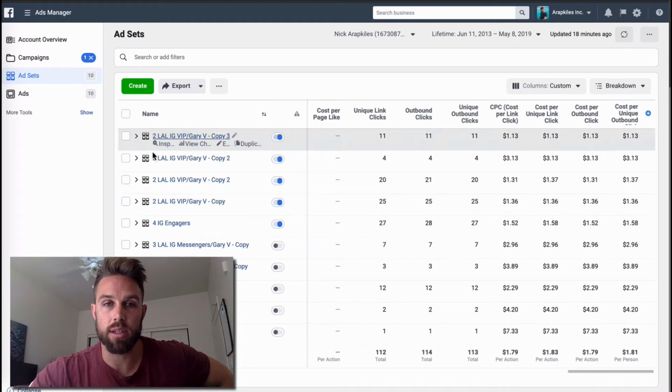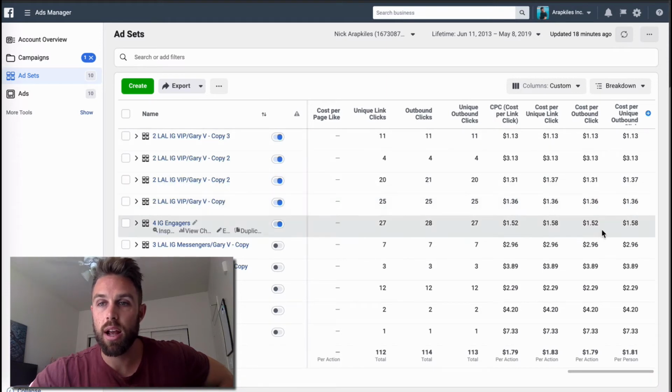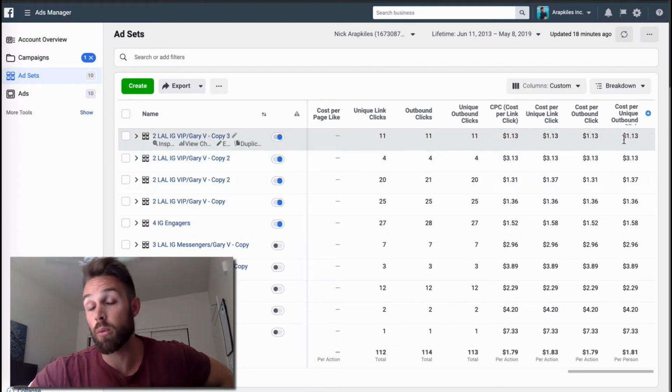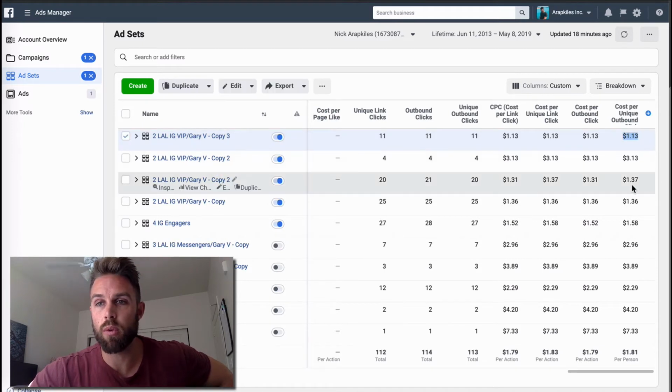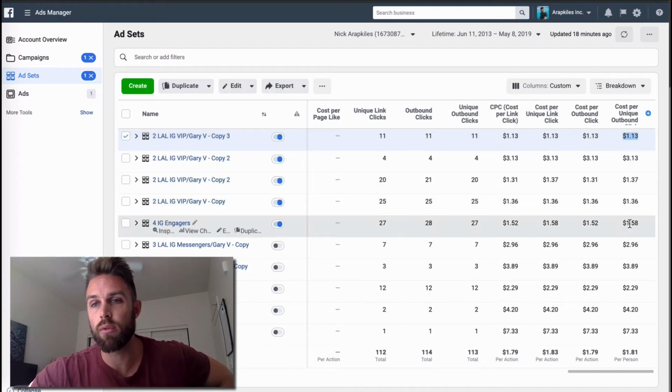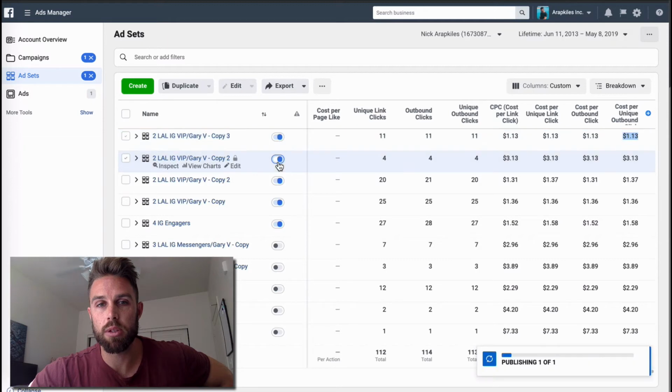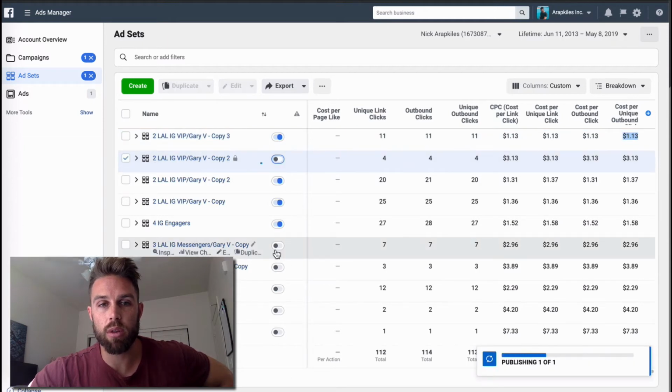That's all the same interest. This is the exact same interest. And you can see that these get pretty good results minus this one. I should have shut this one off probably a little bit sooner. But this is what I'm kind of looking at. I want $1 per click. That's really what I'm going for. You know, $1.37, $1.36, $1.58. That's all right. But if it goes much above that, I don't want it. So then I would come in here and I would click, turn that ad set off.